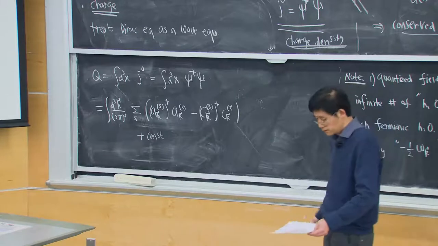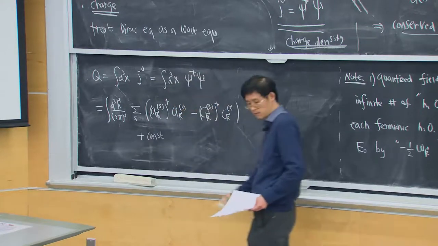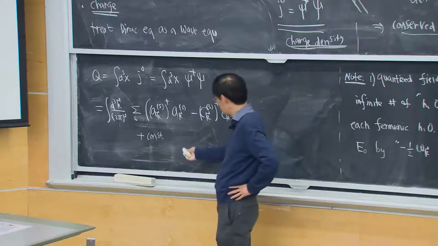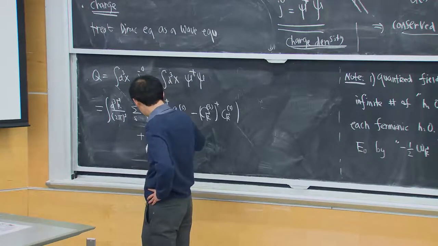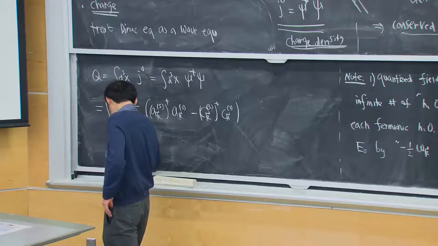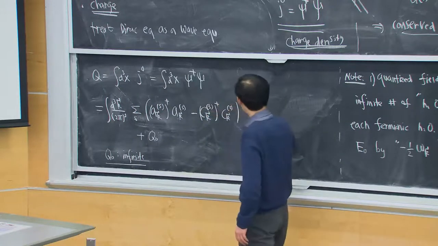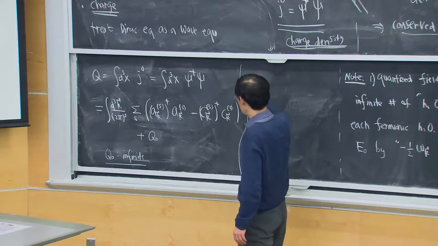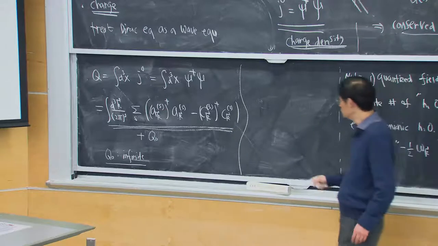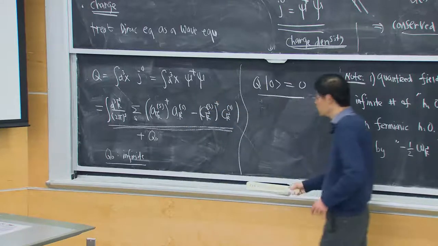So we will define the quantum operator Q by forgetting about this infinite constant. Now you see something very interesting happens. Let me call this Q zero, and Q zero is infinite, just as you have a constant energy E0, which is infinite. But we can define Q to include just this part, and then by definition, Q acting on the vacuum just gives you zero, because I have C and A on the other side. So the vacuum has zero charge.